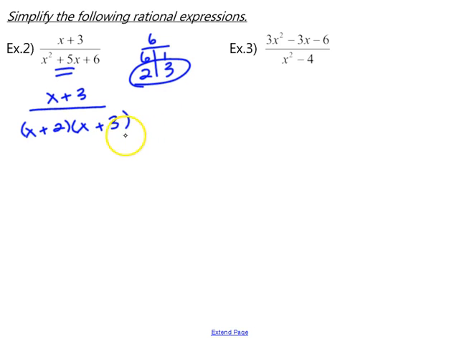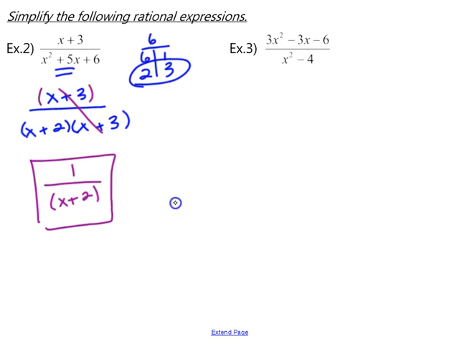So once we've factored the denominator, you can see that we have this factor x plus 3 on top and a factor x plus 3 on the bottom. Those are going to cancel out. So we're left with 1 over x plus 2. Now we don't have to have those parentheses in that final answer, but it's not incorrect if it's written there.